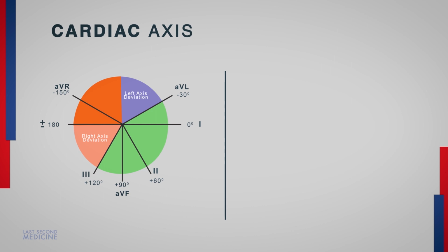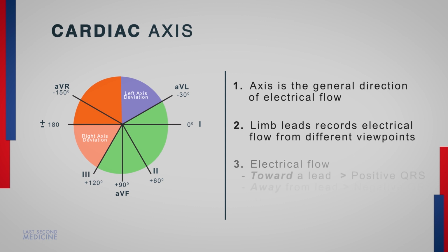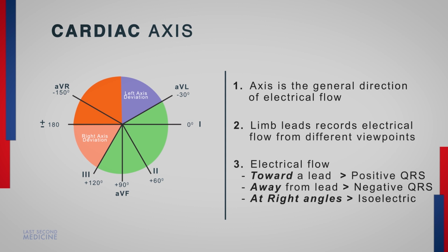Now that we have revised the basics, these 3 principles help in finding whether the cardiac axis is normal or deviated to right or left. Number 1. The axis is the general direction of electrical flow through the heart. Number 2. Each of the limb leads records this electrical flow from a different viewpoint of the heart. Number 3. Electrical flow toward a lead causes a predominant positive deflection of the QRS complex and flow away from a lead causes a negative deflection. This also means that if current flows at right angle to a lead, the ECG complex generated will be isoelectric. That is, the positive and negative deflections cancel each other out.